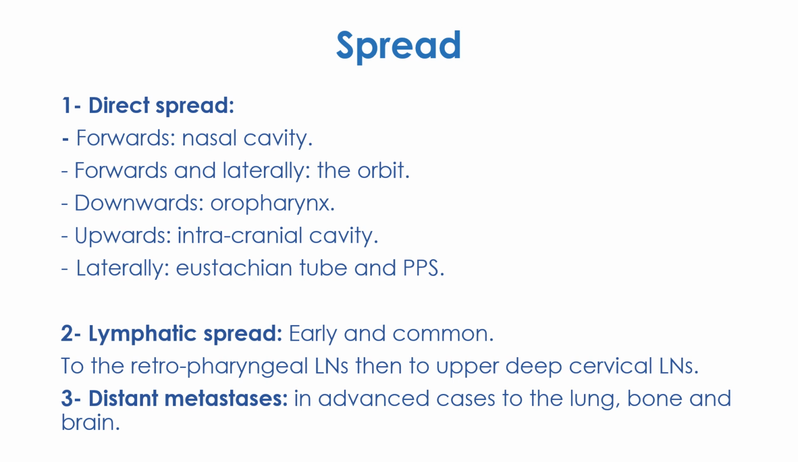Spread of this tumor is direct: forward to the nasal cavity, forward and laterally to the orbit, downward to the oropharynx, upward intracranially, and laterally to the eustachian tube and parapharyngeal space. Lymphatic spread is early and common to the retropharyngeal lymph node, the first lymph node station, and then to the upper deep cervical lymph nodes. Distant metastasis in advanced cases is to lung, bone, and brain.